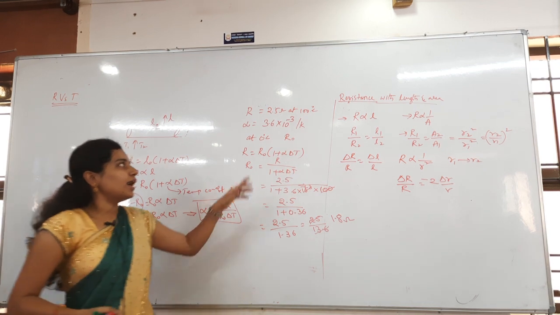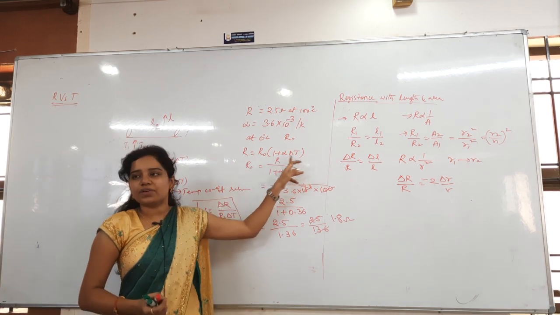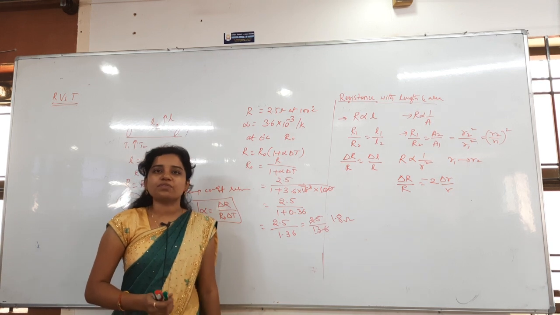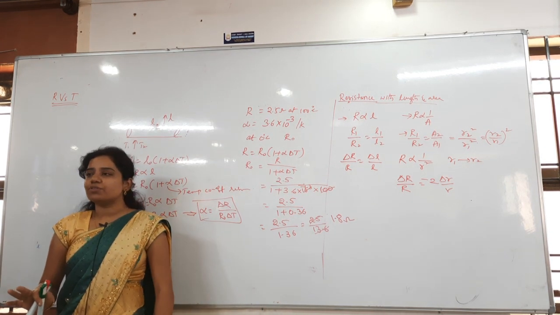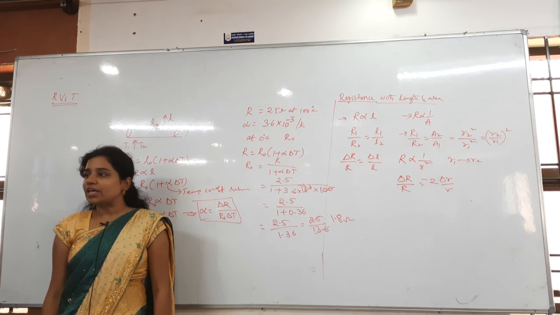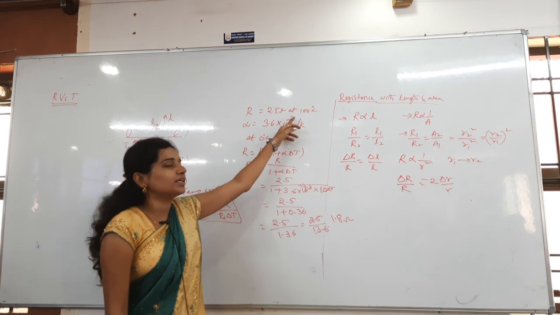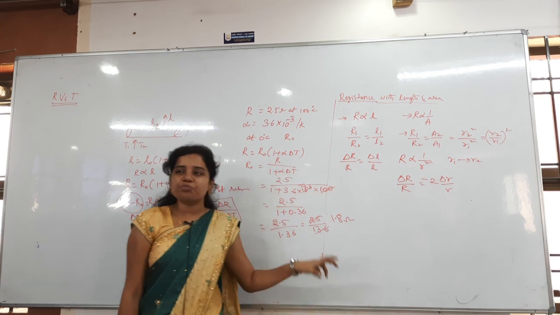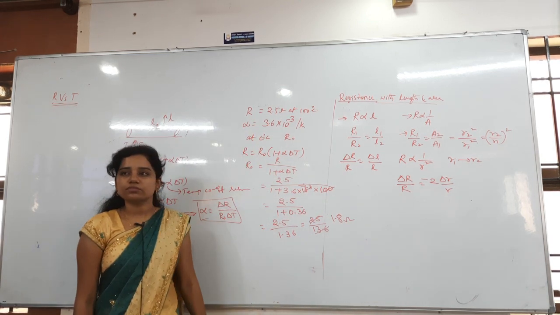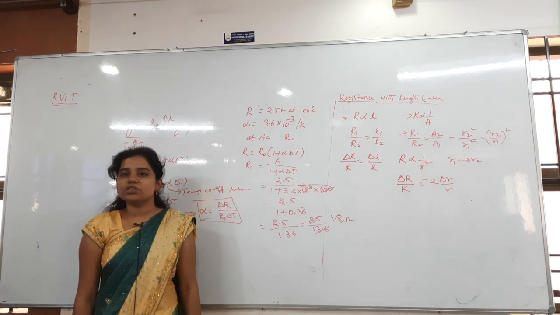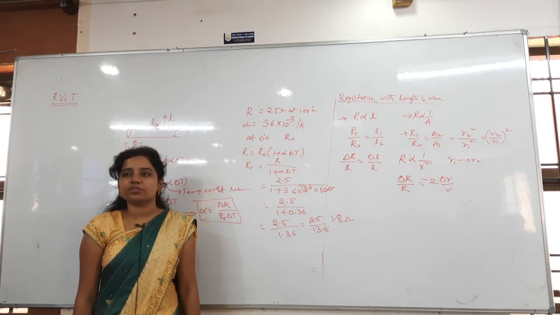So here R equals R0 into (1 plus alpha delta T) is the formula for us. You have to find out R0. First of all, you have to decide which value they have given and which value you have to find out. They have given the resistance at 100 degrees Celsius. Most people might make the mistake of taking R0 itself as 2.5. Why? Because you did not read the question properly. You have to read the question properly.